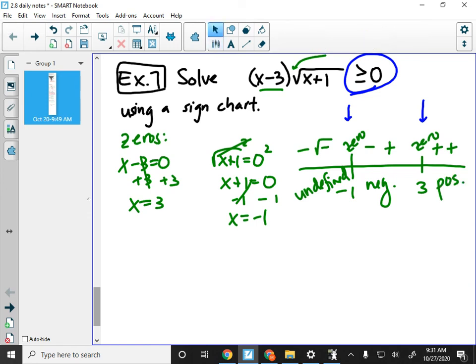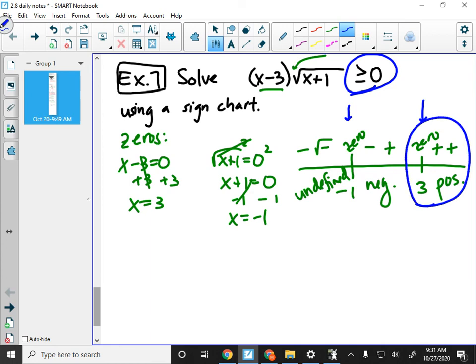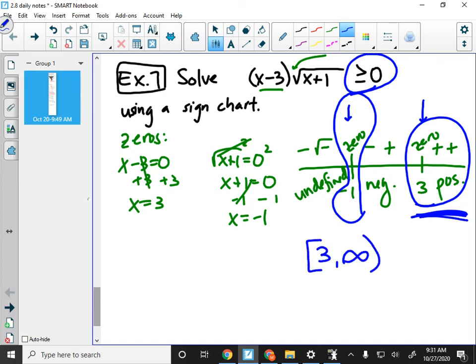So I want to know all the places on that sign chart that are greater than or equal to 0. Well, it is greater than 0 right here, but it's also equal to 0 right there. So this piece is an interval because it's more than just one number. So I'm going to say from 3, as far right as I could go, and when x equals negative 1.